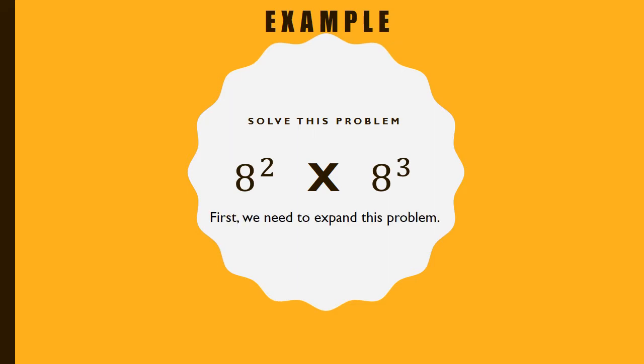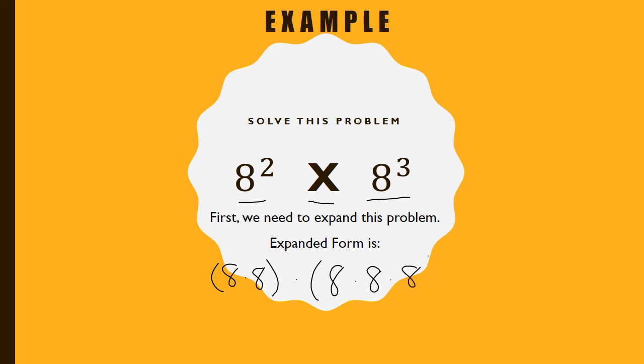The first thing I always like to do is expand the problem. For our expanded form, I'm going to start with rewriting 8 squared as 8 times 8. We're then multiplying that with 8 to the third, which is 8 times 8 times 8. So 8 squared times 8 to the third can be written like this, or it can be expanded. Both of these expressions have the same value.